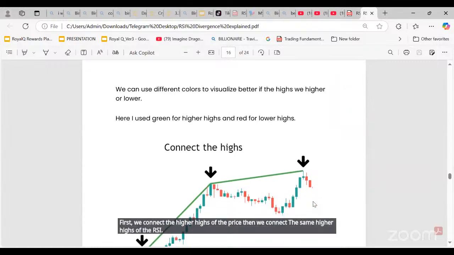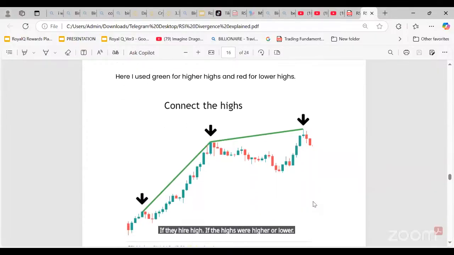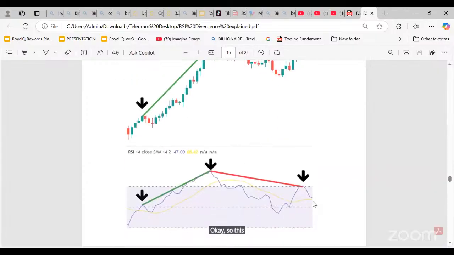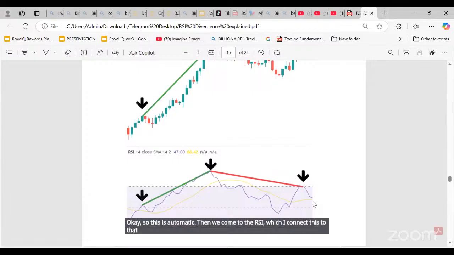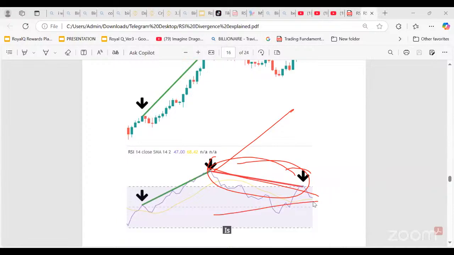We can use different colors to visualize better if the highs were higher or lower. This is automatic. Then we come to the RSI, we connect this to that, and you see here we move down a little bit. This downward movement is diverting from what is happening up in the market.